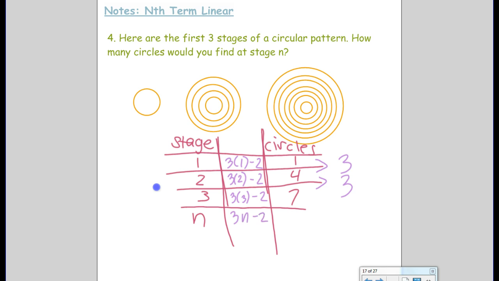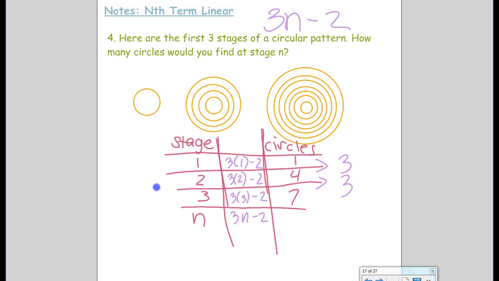Minus 2, minus 2. So our pattern, our rule, sorry y'all didn't have a lot of room on there, is 3n minus 2. That's our rule. That's our pattern. 3n minus 2.